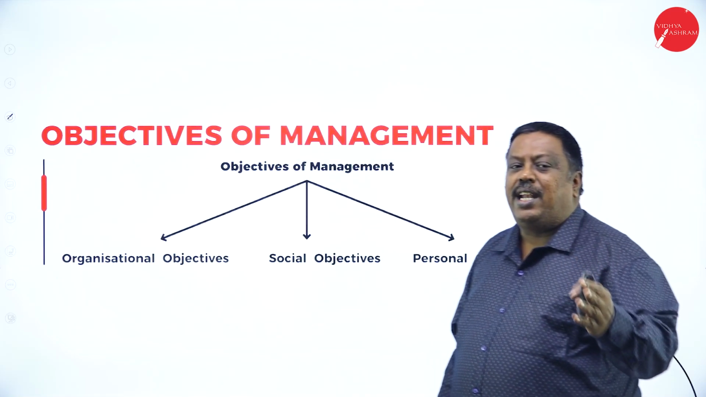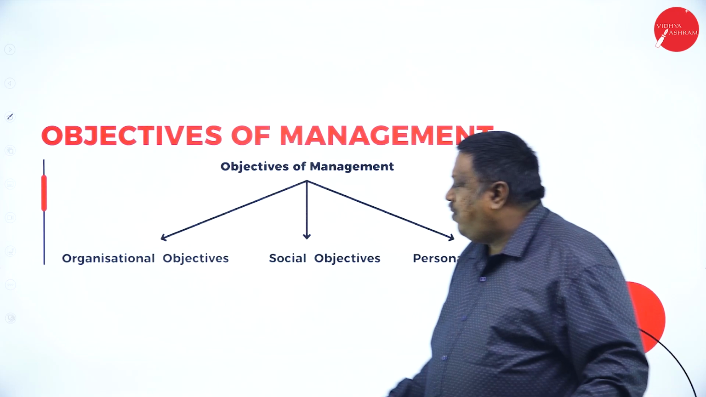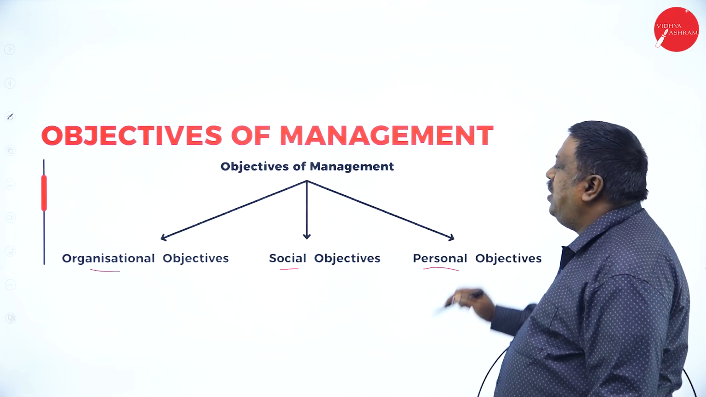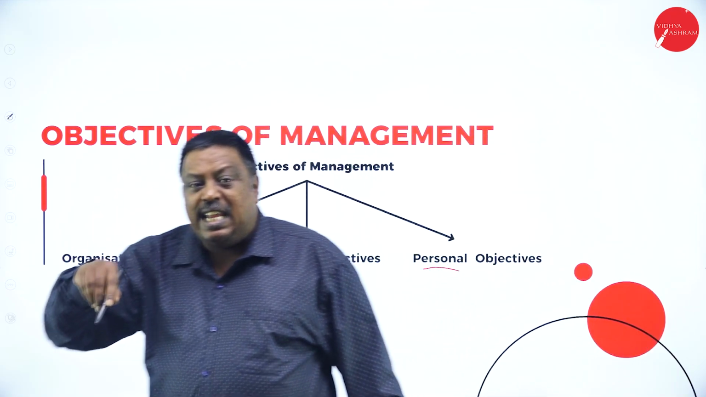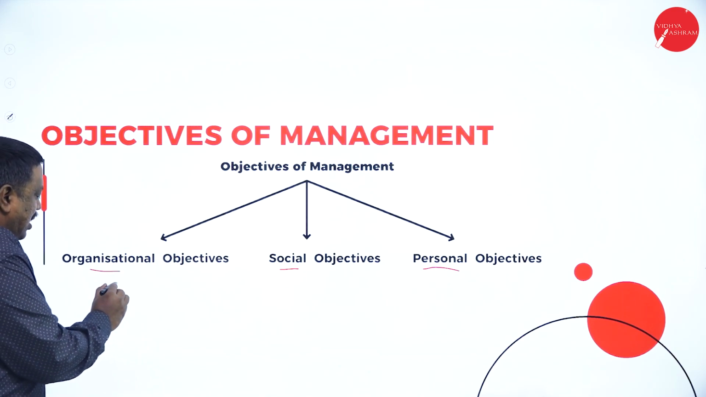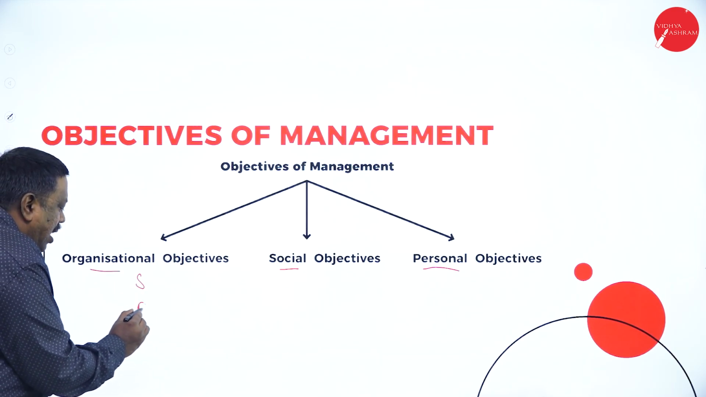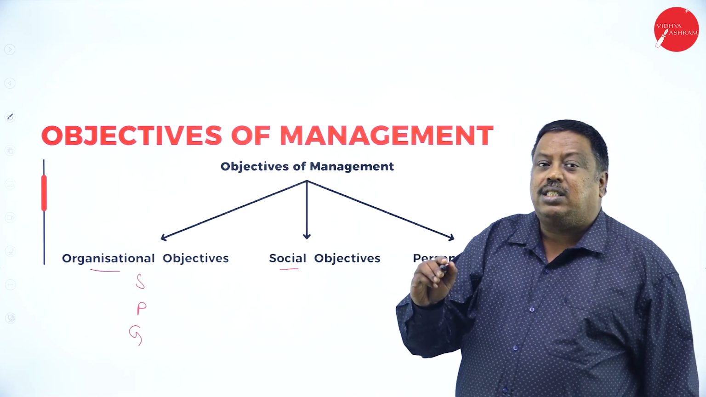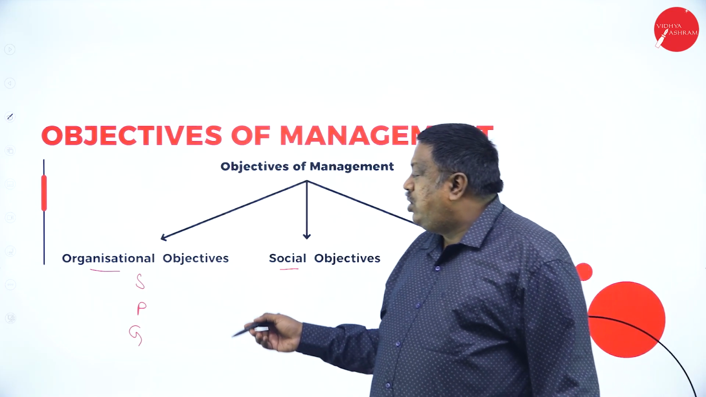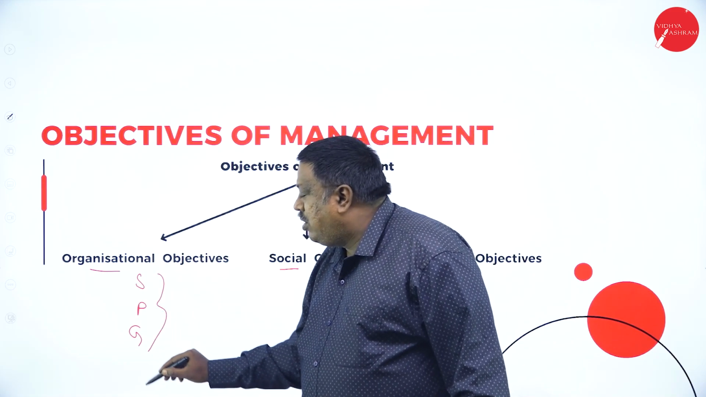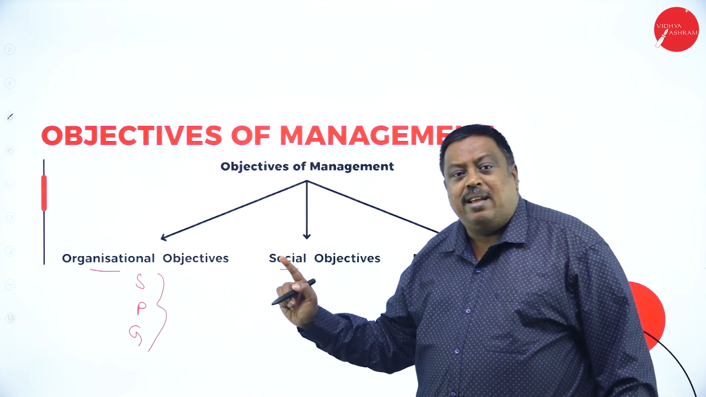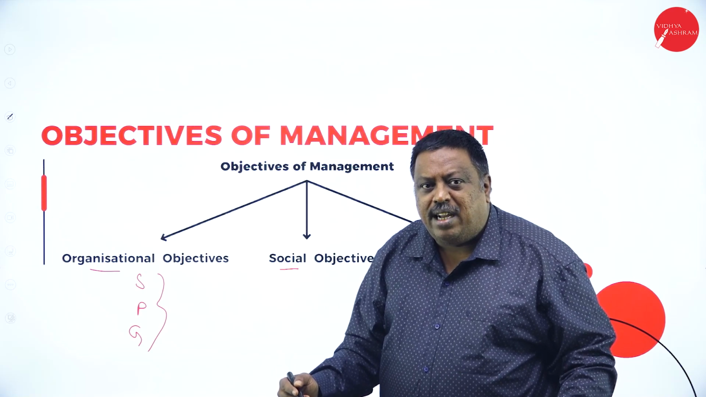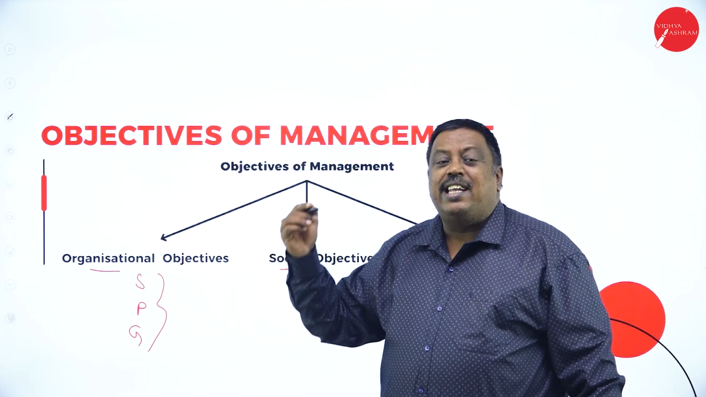The objectives of management, as I said, are divided into 3: organizational, social and personal objectives. Organizational objectives again are divided into 3 parts. One is called SPG. Every organization, either small scale, medium scale or large scale, should have these 3 objectives. First is S, second is P, and the third is G. So what is this SPG? SPG is nothing but survival, profit and growth.